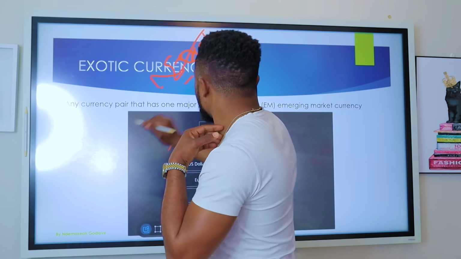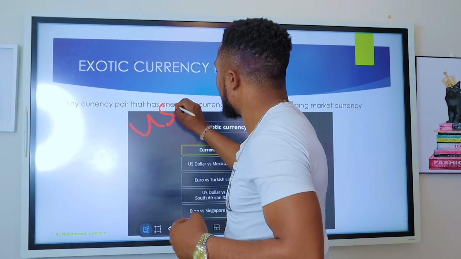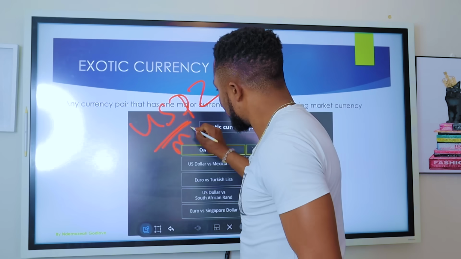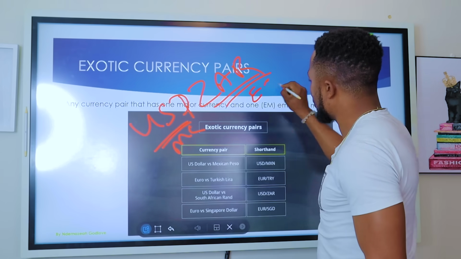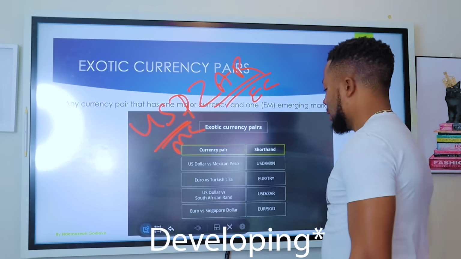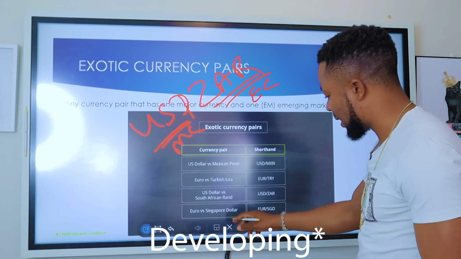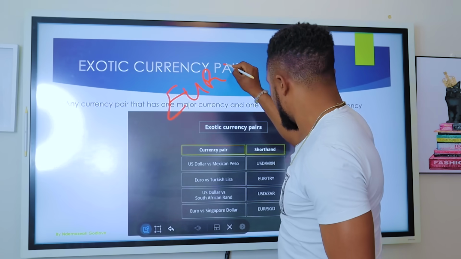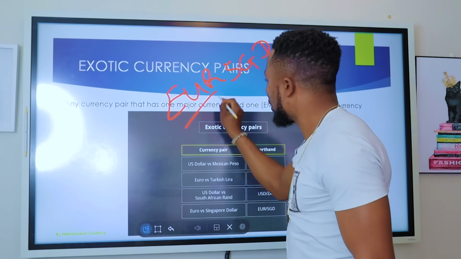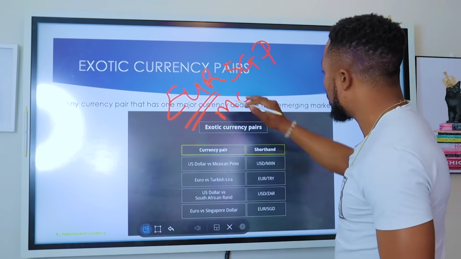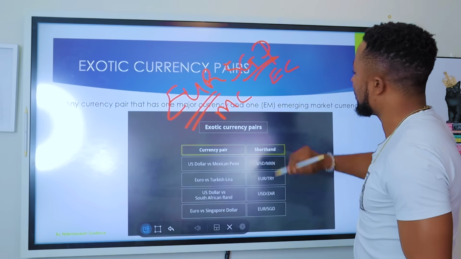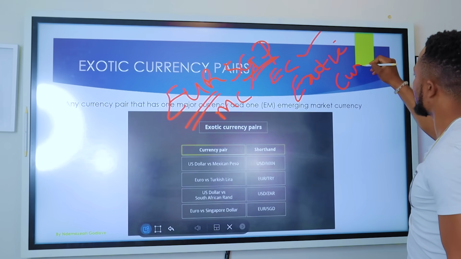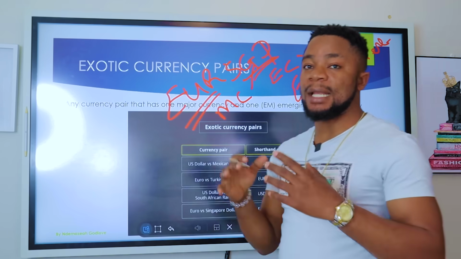Let's take the second example. Let's take the United States dollar and the South African rand. The first currency is a major currency, and the second currency is an emerging currency, or a currency from a developing country. So let's take the last example we have here, Euro and Singapore dollar. The first currency here is a major currency, all right, and the second currency is an emerging currency. So you tick, and it makes an exotic currency pair. All right, so that is what we call an exotic currency.